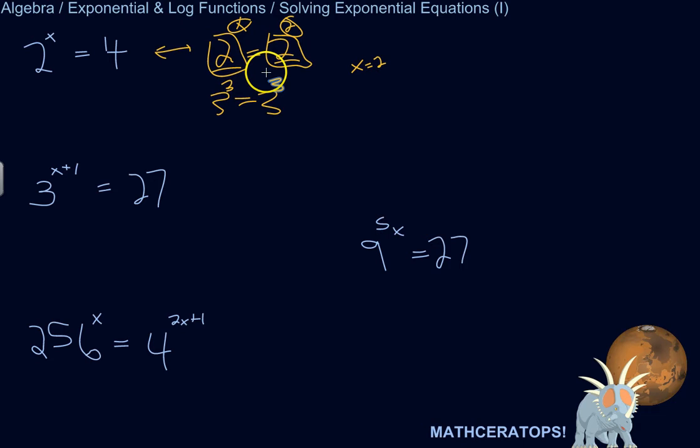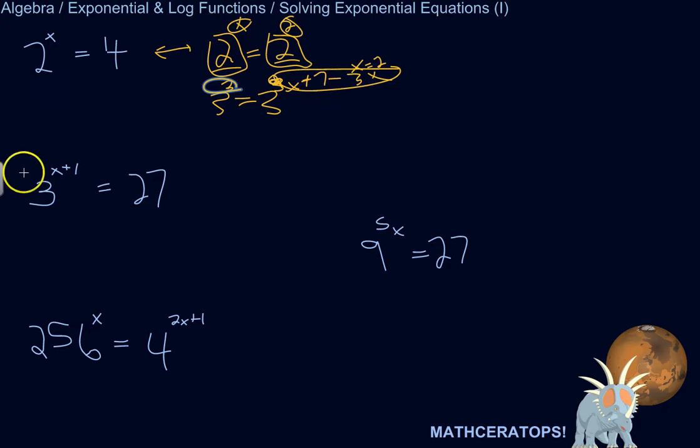Same situation here, except there are going to be variables, maybe even longer expressions like x minus something. But the principle is, if I've got the same base, the exponents, the powers, have to be equal to each other so that the equation is true. Okay, so let's try a slightly more complex example, but it's based on this principle.